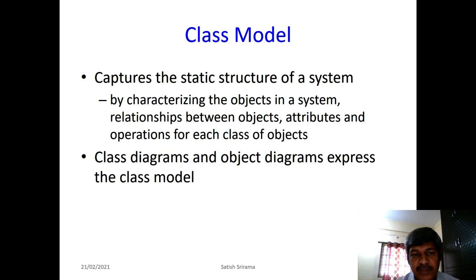So the class model basically captures the static structure of a system. I already talked about it. Now we will discuss the details. We'll capture the static structure of the system by characterizing the objects in the system, and the relationships between these objects, and then the attributes and the operations of each class of these sort of objects. So we'll be looking at all these things. And class diagrams and object diagrams actually express this sort of class model. What these things are, we'll be discussing further.